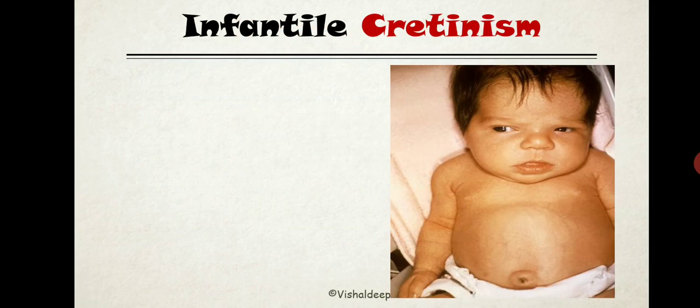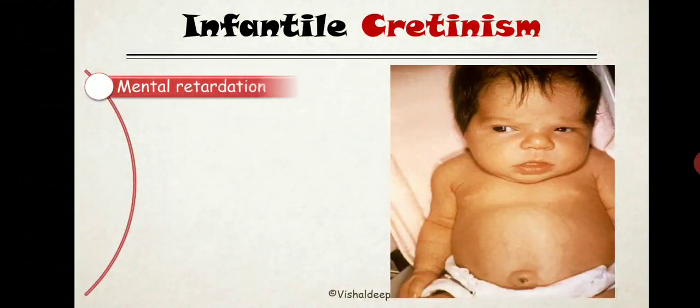See, thyroid hormone is basically important in the early age of our life, from birth to the first year, because at that particular age our brain and nervous system are developed, and thyroid hormone has a very big role in it. So in case of infantile cretinism, the child has congenital absence of thyroid hormone or a decrease in thyroid hormone. What will happen? There is mental retardation and there is growth retardation.